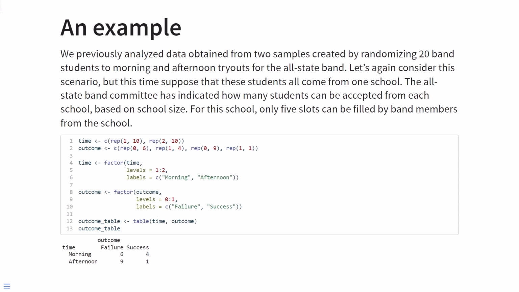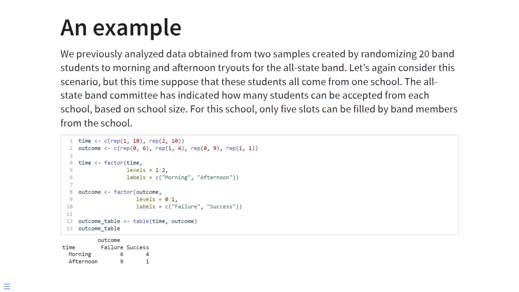We previously analyzed data obtained from 2 samples created by randomizing 20 band students to morning and afternoon tryouts for the all-state band. Let's again consider this scenario, but this time suppose that these students all come from one school. The All-State Band Committee has indicated how many students can be accepted from each school based on school size. For this school, there's only 5 slots that can be filled by band members from the school.